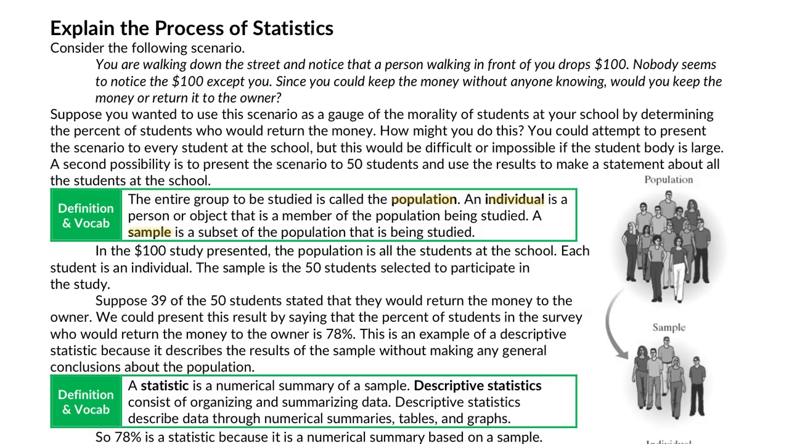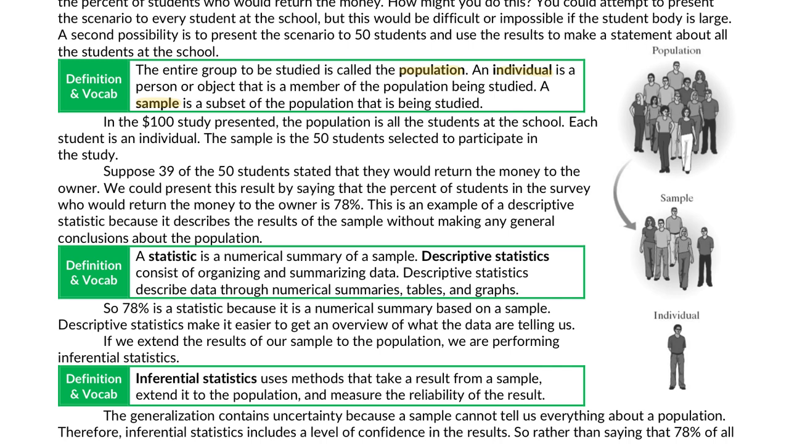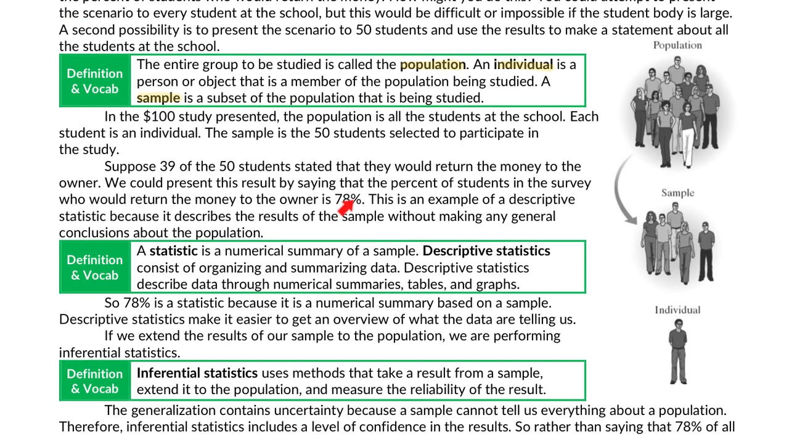We could present this result by saying that the percentage of students in the survey who would return the money to the owner is 78%. Check, done. That is called a descriptive statistic because it describes the results of the sample without making any general conclusions about the population. So a statistic is a numerical summary of a sample, 78%. Descriptive statistics specifically consist of organizing and summarizing the data. Descriptive statistics describe data through numerical summaries, tables, and graphs. So 78 is a statistic because it's a numerical summary based on a sample.